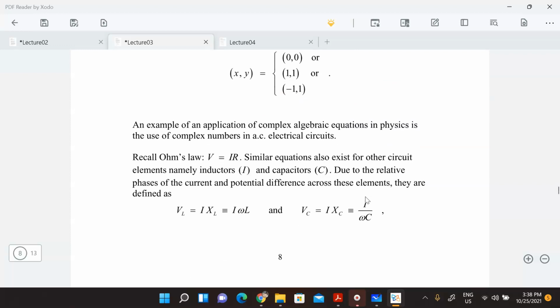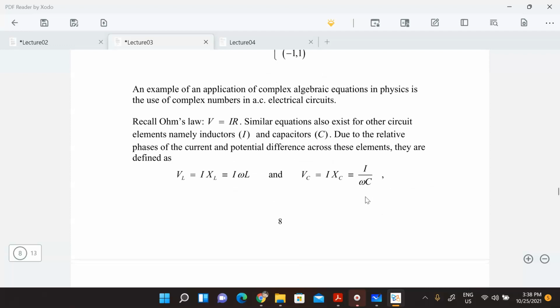Now you might say, where does it appear in physics? Well, one of the things that we have learned is to use complex numbers inside an electrical circuit. If you remember, I'm not quite sure where you learned this precisely, probably in electromagnetism or electronic circuits or something like that.